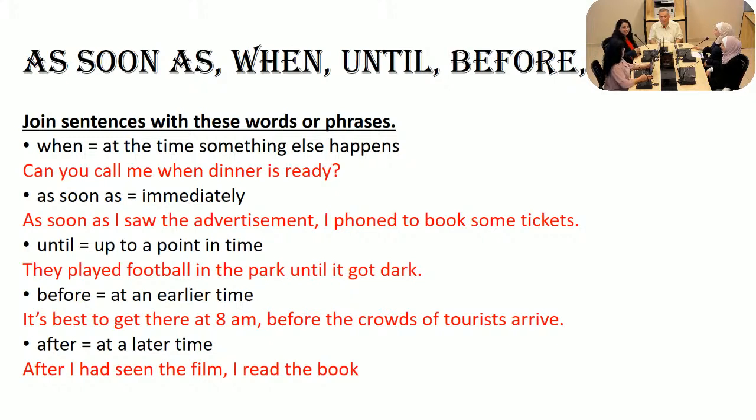Now we are going to talk about these words which we use to join sentences. We call them time expressions. They are used with simple present to express the future. Or we can say linking words. Yes, we use them to join. Now, for example, the first one, when: at the time something else happens.